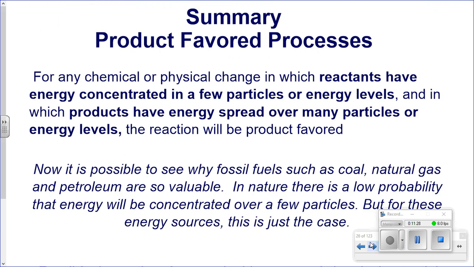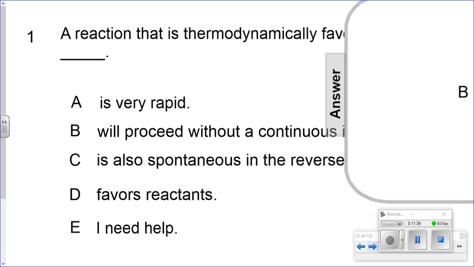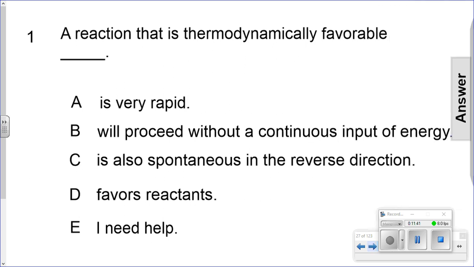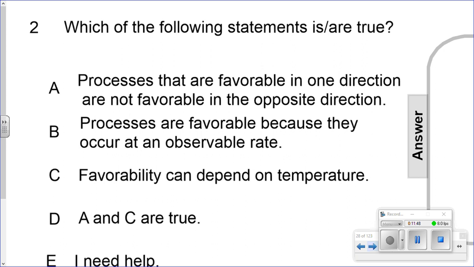Okay, so summary of product favored processes. Here it is. Check it out. I'm not going to go through this again, but check out what we have there. And again, there's a bunch of questions here. Pause where you need to. The correct answer to this one is B. Okay, the correct answer here is D.